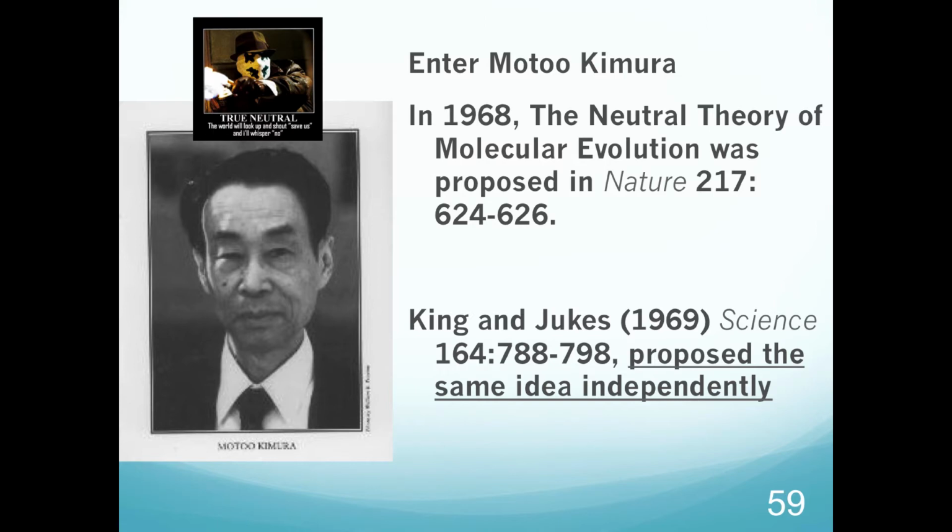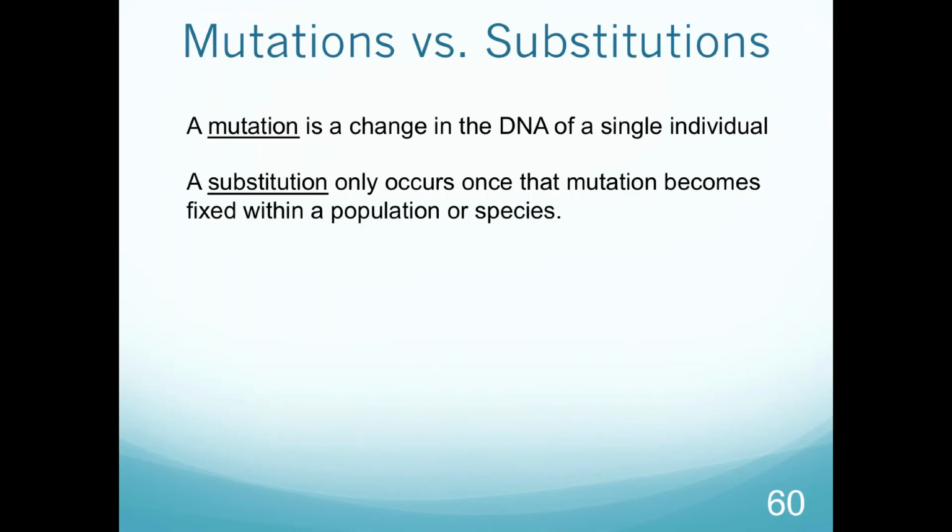So then, in 1968, Motoo Kimura came up with this idea called the neutral theory. And as often happens in science, it was almost simultaneously proposed by King and Jukes in 1969. Now, the neutral theory is kind of a subtle but very powerful idea, and I'll try to explain it in the next few slides. So recall that a mutation is simply a change in the DNA of a single individual. You don't have a substitution until that mutation becomes fixed in the population.